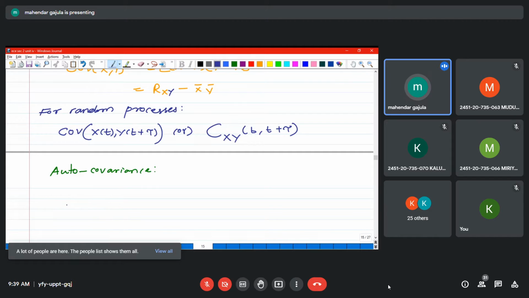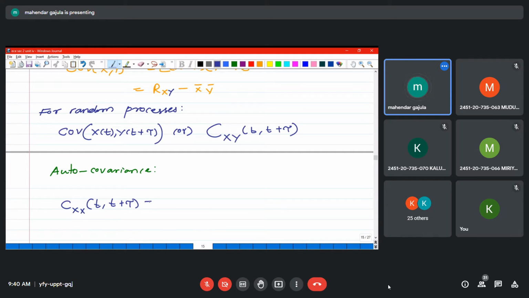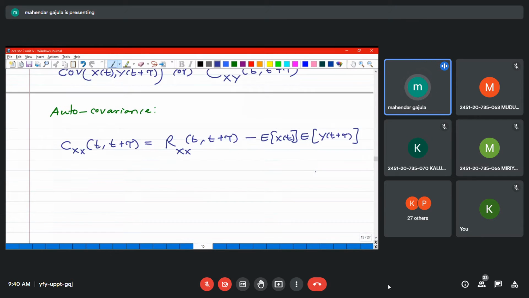So autocovariance is C double x, t comma t plus tau. What is the formula for covariance? It is R double x of t comma t plus tau minus x bar, where x bar is nothing but the expectation of xt, and y bar is the expectation of y t plus tau. So this way you have to extend the formula of random variables to random process.